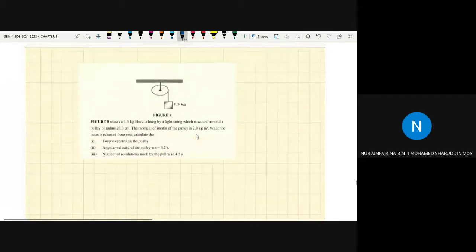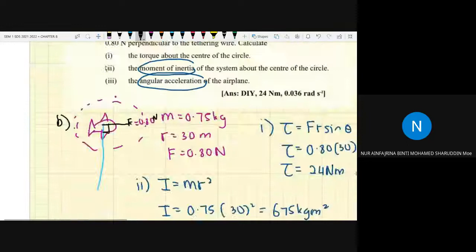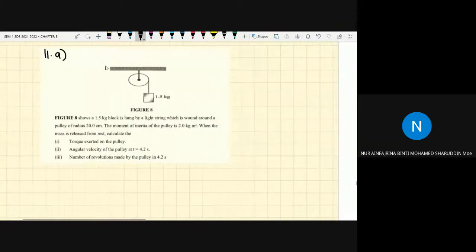Okay, next one. Ini nombor 11 tau. Tak tulis pula nombor, ini nombor 11A. Okay, yang ini Miss perlukan korang fokus betul-betul. Yang ini kita akan buat maths. 11A. Okay, let's look. Figure 8 shows a 1.5 kg block hung by a light string. Highlight perkataan light string. Bila light string maksud dia no mass, which is wound around a pulley. Okay, kita ada pulley now. Pulley tu ada radius dia 20 cm. Miss tukar terus, dia adalah 0.20 meter.